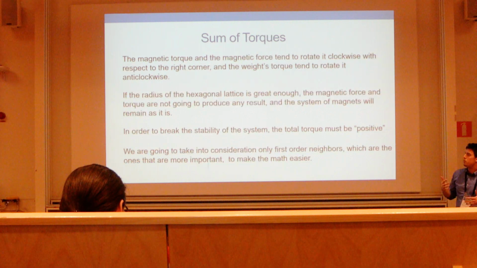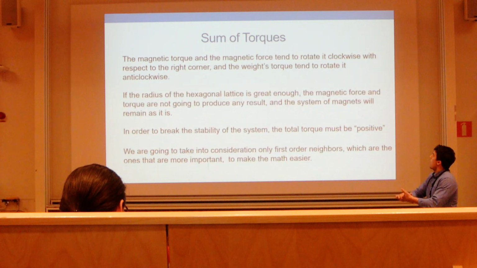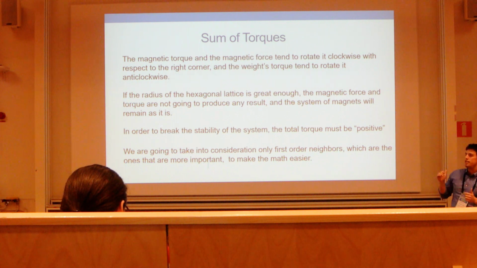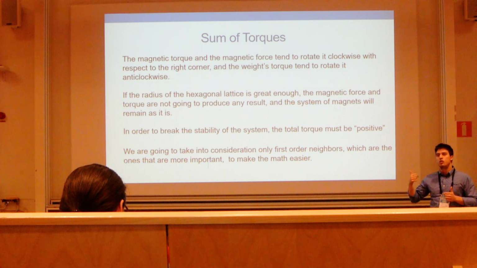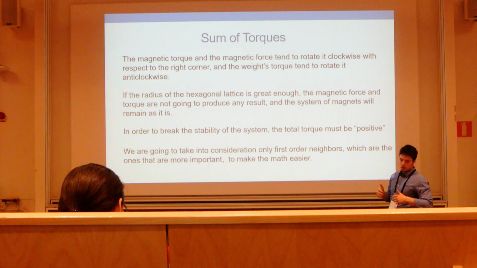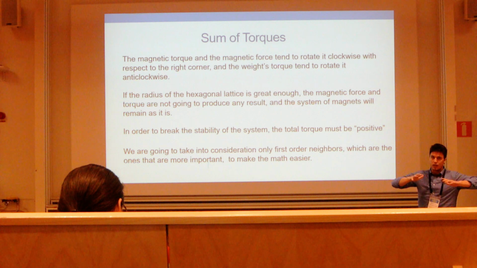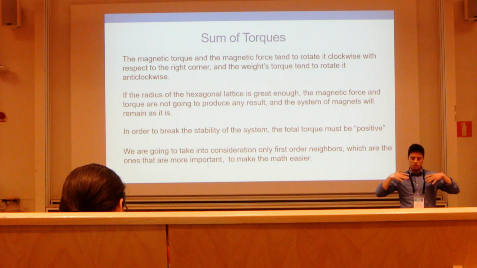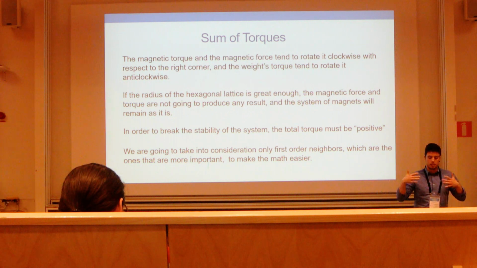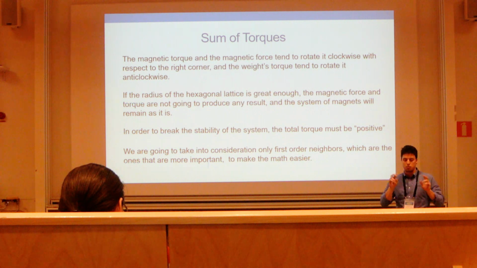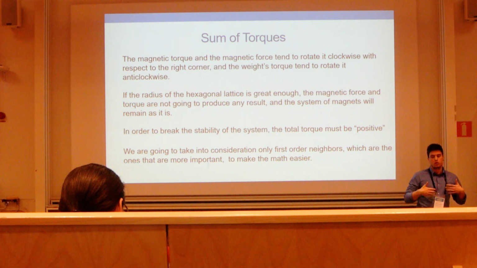So, the condition we will try to correlate: the magnetic torque and the magnetic force tend to rotate clockwise with respect to the right corner of the magnet, and the weight tends to rotate anticlockwise. If the radius of the hexagonal lattice is great enough, the magnetic force and the torque are not going to produce any results, and the system of magnets will remain as it is. So in order to break the stability, the total torque must be positive, and that's what I'm going to try to find.